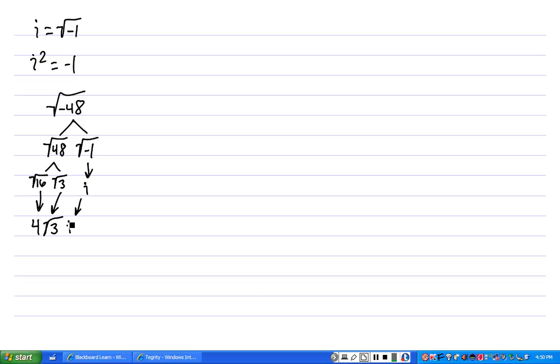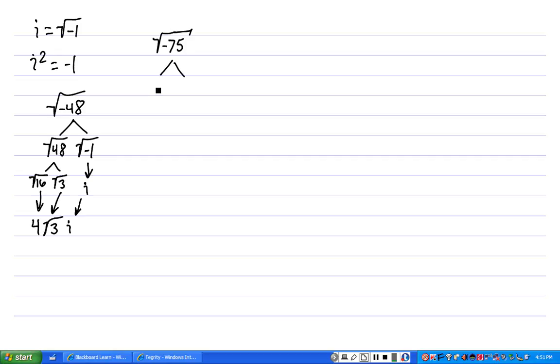Let's look at another one. This is just kind of simplifying a radical with a negative radicand. Alright, let's look at another one. Make sure we got this. Let's see, what would be another good one? Let's say the square root of -75. Okay, square root of -75.